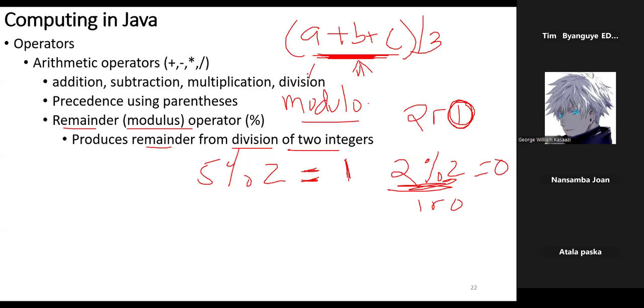On the contrary, the division operator works like you know it. So when you have 5 divided by 2, it would be 2.5.